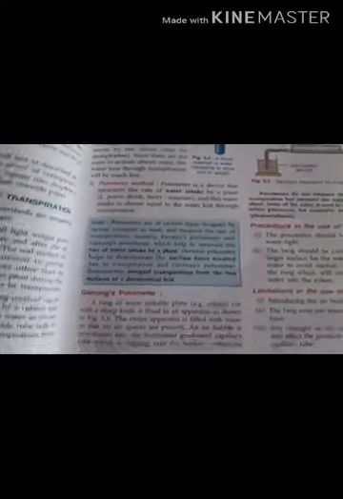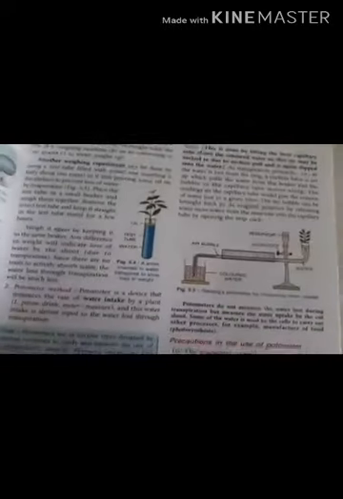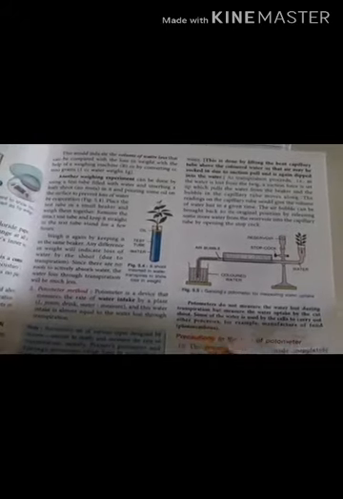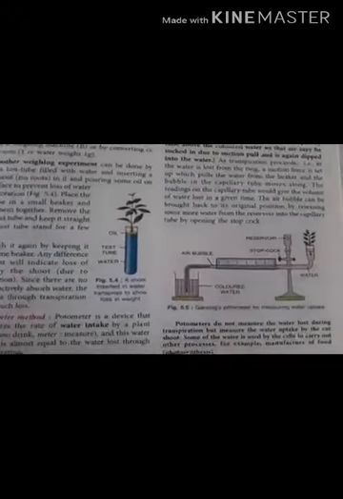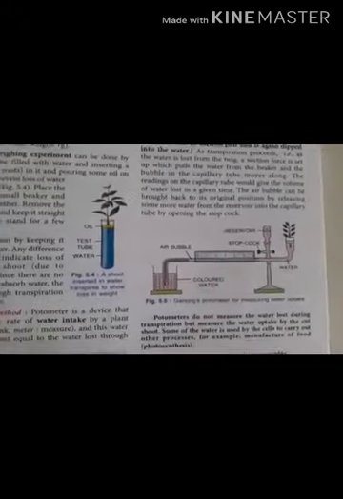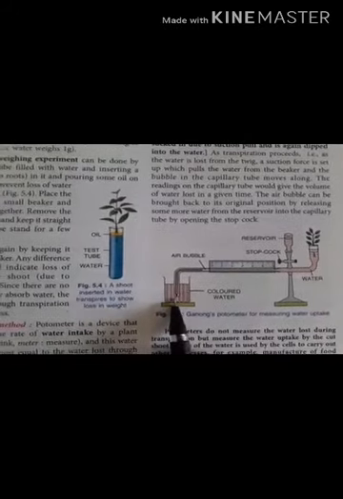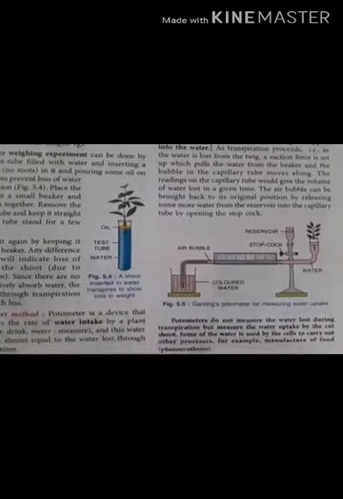Okay, so now in this lesson we are going to see what Ganong's potometer actually is. This is the Ganong's potometer. Now let us see the setup of Ganong's potometer. Here we have a beaker which contains colored water. This is actually the setup for it.